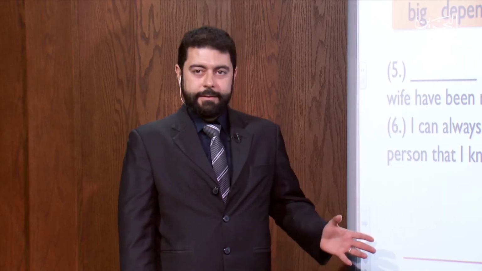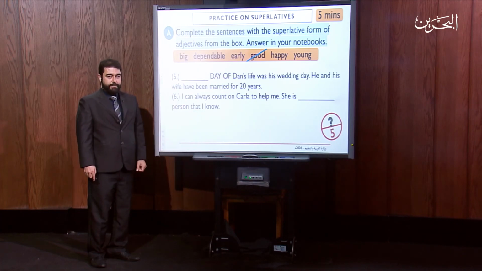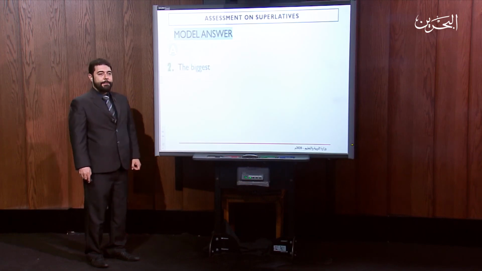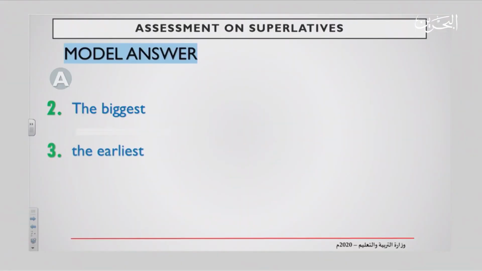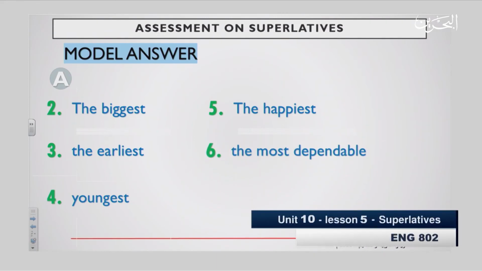All right, now let's take a look at the answer. Now, before that, mark yourself out of 5. Now, the model answer, number 2, the biggest. Number 3, the earliest. Number 4, youngest. Number 5, the happiest. Number 6, the most dependable. Pay attention to the capital letter in T, capital letter in 5, so that, and all of these should be in lowercase.